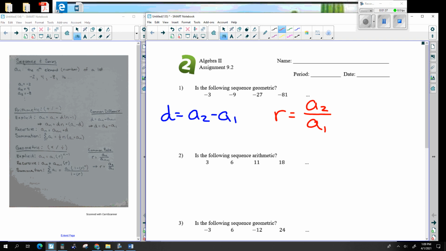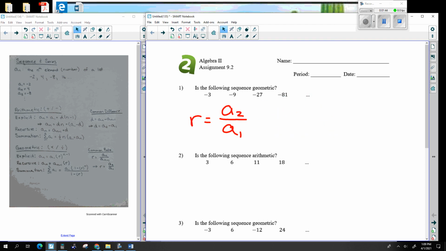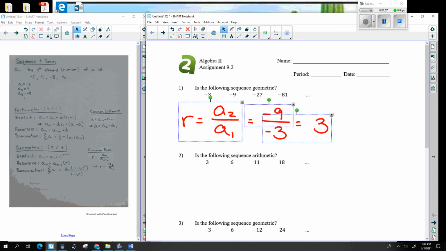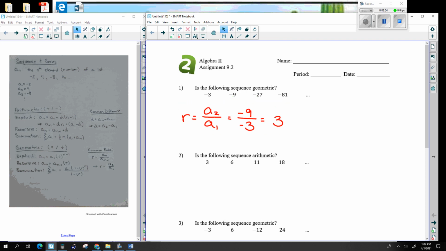So let's take number 1 as an example. Is this geometric? We don't care if it's a difference; we are looking for this ratio. In this particular case, the second number, A2, is -9, and A1 is -3. That divides to a +3. So if these numbers do indeed keep multiplying by 3 to get to the next, then yes, it is geometric. However, if it ever falters, then no, it is not.